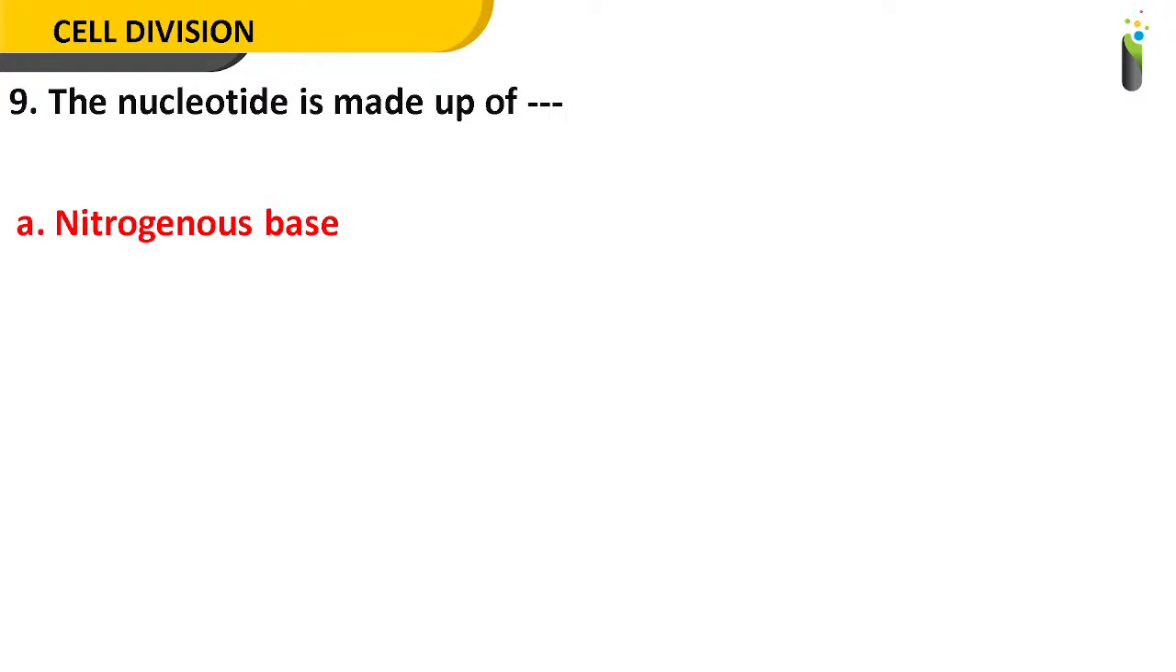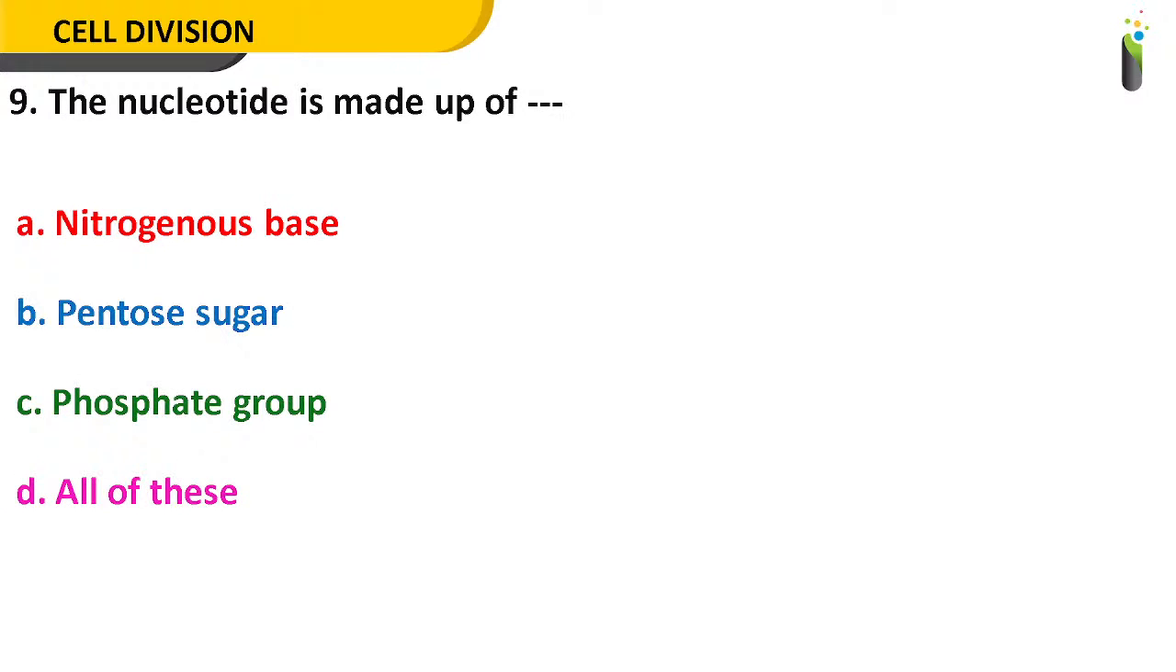Coming to the next question, question number 9. The nucleotide is made up of dash. A. Nitrogenous base. B. Pentose sugar. C. Phosphate group. D. All of these. Well, the answer for this question is D. Just now I told you that a nucleotide is nucleoside plus phosphate, and the nucleoside is nitrogenous base plus sugar. So the nucleotide is made up of the nitrogenous base, the sugar, as well as the phosphate group.